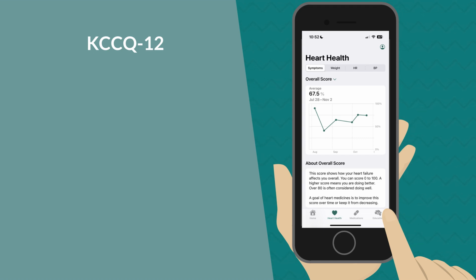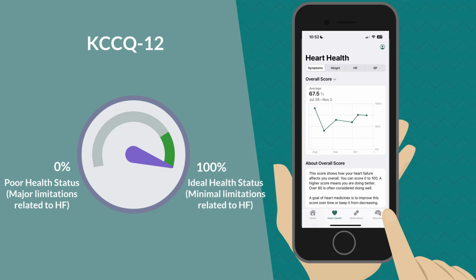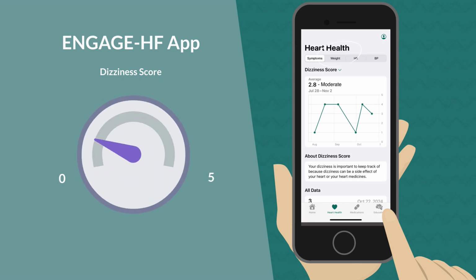Each score goes from 0 to 100, with lower scores meaning major limitations related to heart failure and 100 indicating minimal limitations related to heart failure. Dizziness is scored from 0 to 5, with 0 meaning no dizziness symptoms and 5 meaning very severe dizziness.